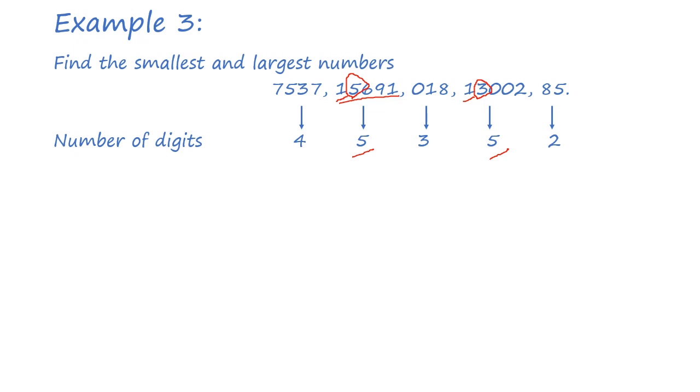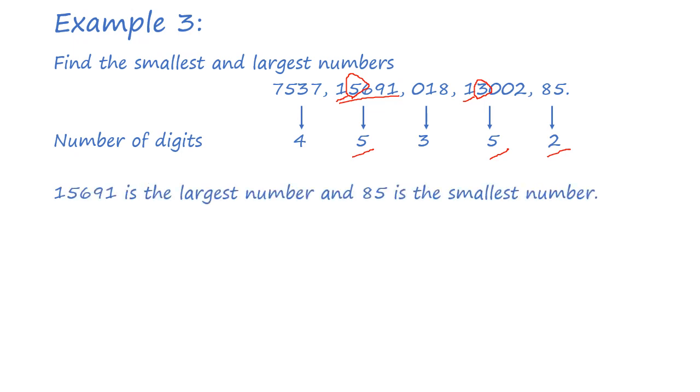What about the smallest number? So we look at the number of digits and this is the least number of digits. So 85 is the smallest number. So let's summarize this. According to us, 15,691 is the largest number and 85 is the smallest number. But guess what? It's wrong.